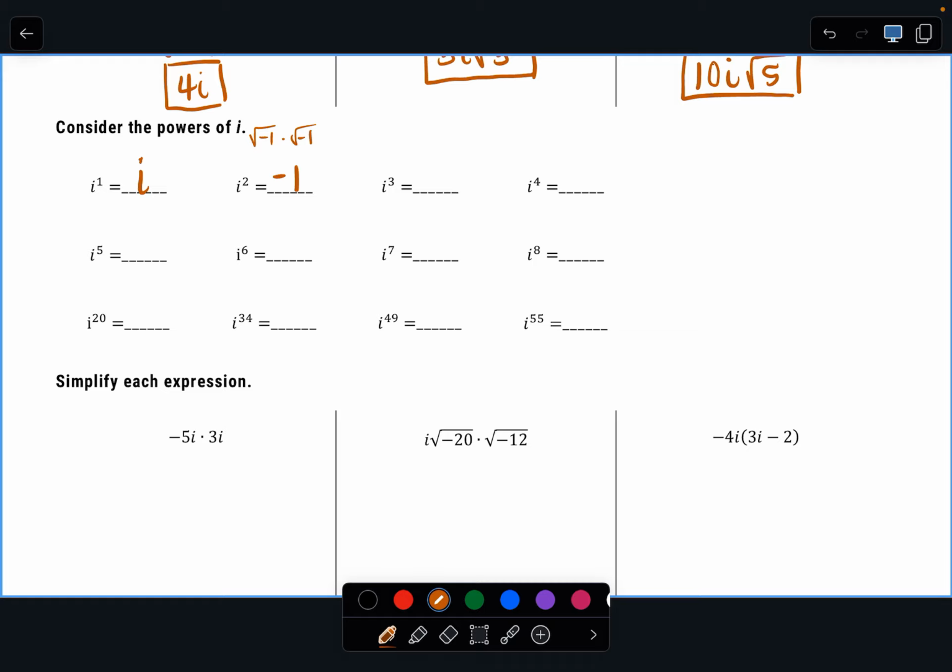Okay, so we have i and negative 1. If I have i cubed, one of the things we've learned in Algebra 1 is that I can think of this as i times i squared, because I can add those 2 exponents together. And we've already said what i and i squared are: i and negative 1. So what is i times negative 1? Negative i. There we go.